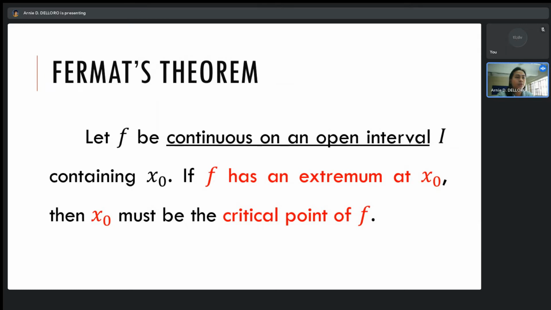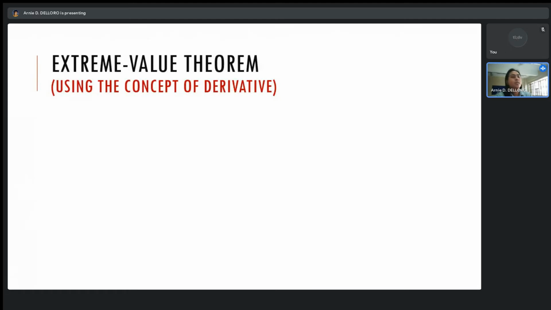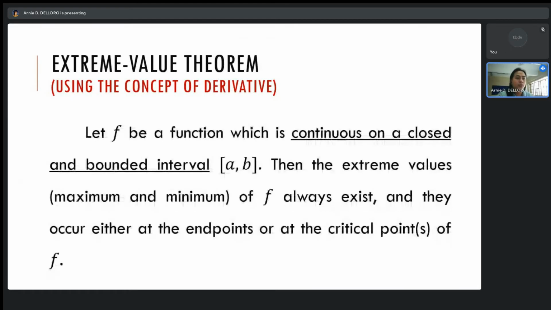Sabihin, okay, using the extreme value theorem and the concept of derivative, we let f be a function which is continuous on a closed and bounded interval AB. Then the extreme values, maximum and minimum of f, always exist. And they occur either at the endpoints or at the critical points of f.